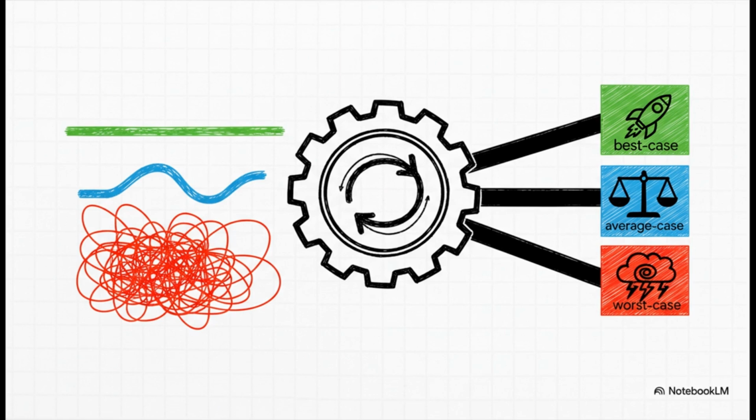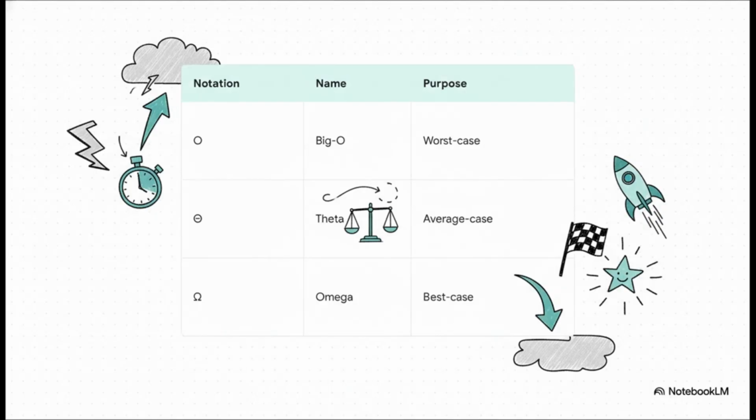I know, it sounds super intimidating, but all it really is a way for us to classify how an algorithm performs in different situations, like the best, average, and worst-case scenarios. So this chart breaks it down pretty nicely. You'll hear about Big O all the time, and that's because it describes the absolute worst-case scenario. It's basically a guarantee that your code won't perform any worse than this.